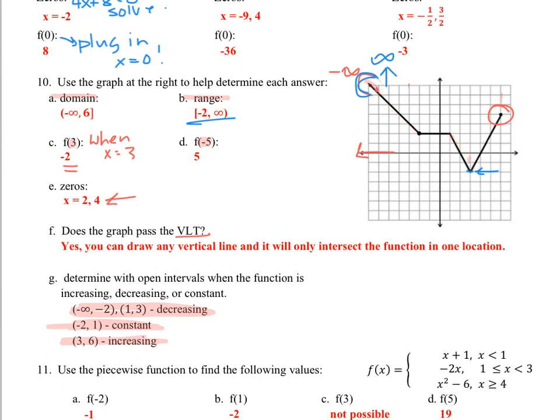It's constant right in the middle here from -2 to +1. The only time the graph increases is from 3 to 6. So from when x equals 3 to where the graph stops, that's when it's increasing. So as long as you can identify those values, you should be in good shape there.